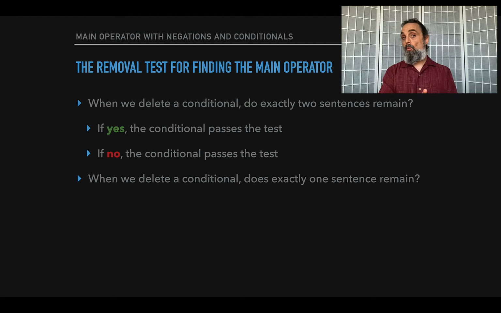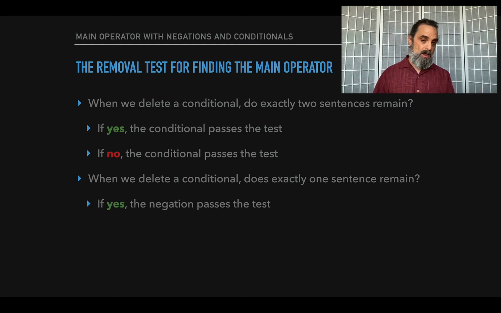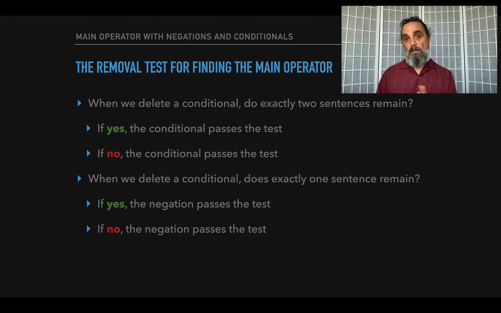So when we take away a negation sign, we should be left with exactly one sentence, the sentence that we attached that negation to, if that negation were the main operator. So when we are testing to see whether a negation is the main connective, we ask, does exactly one sentence remain? If the answer is yes, then the negation passes the test. If the answer is no, then the negation does not pass the test. And so that's slightly different. With the conditional, we ask, do exactly two sentences remain? With the negation, we ask, does exactly one sentence remain?